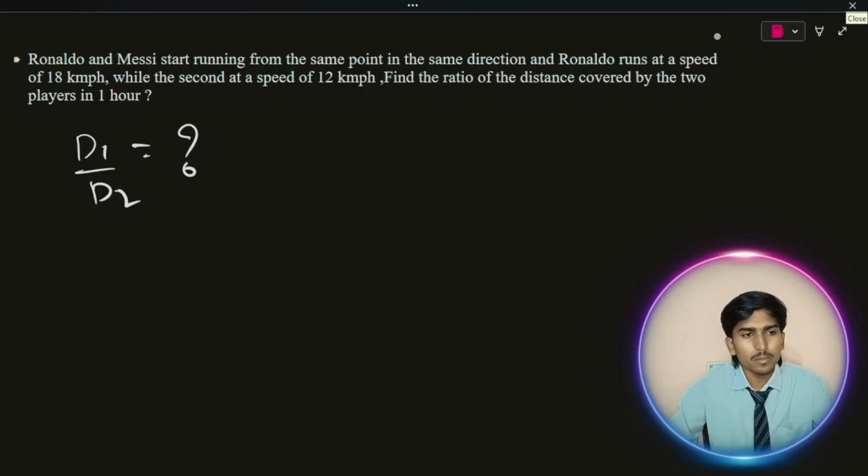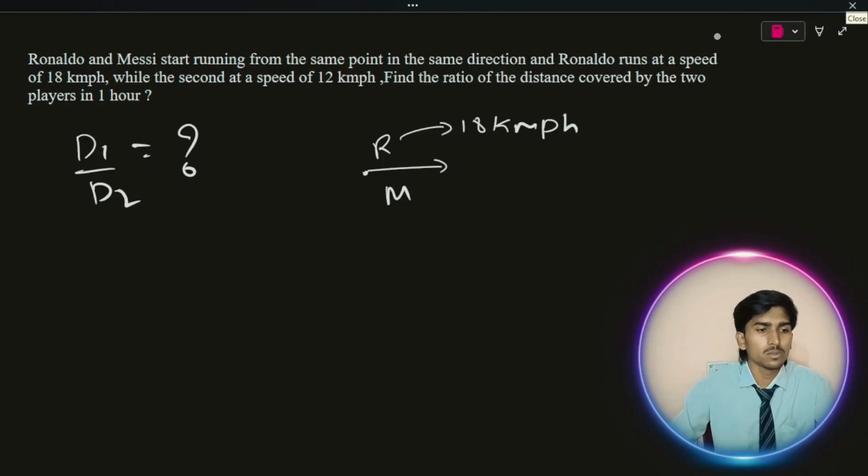Ronaldo and Messi start running from the same point in the same direction. For example, let's take this as one point. Ronaldo and Messi start running from the same point. This is the point where both Ronaldo and Messi start running in the same direction. The same direction is already given. And Ronaldo runs at a speed of 18 km per hour. Ronaldo is going at 18 kilometers per hour.